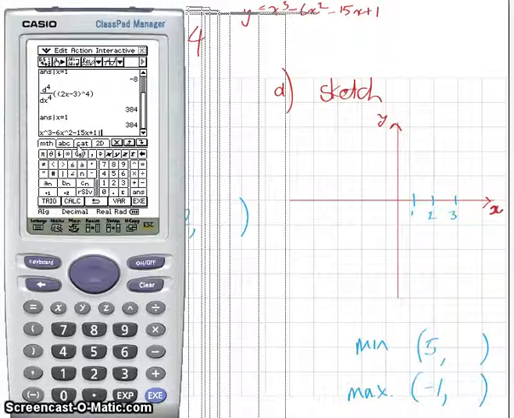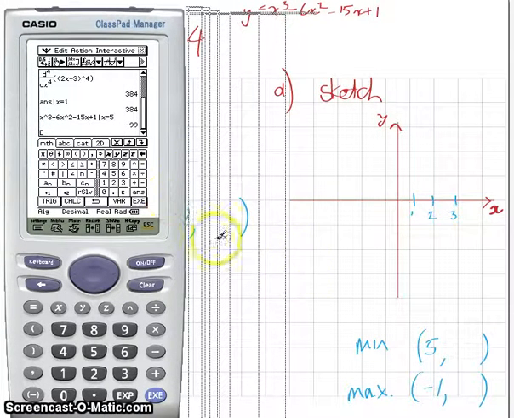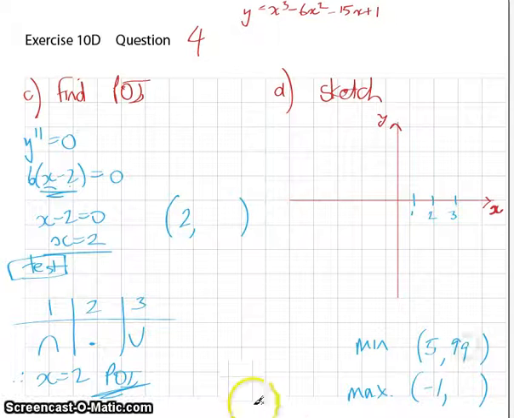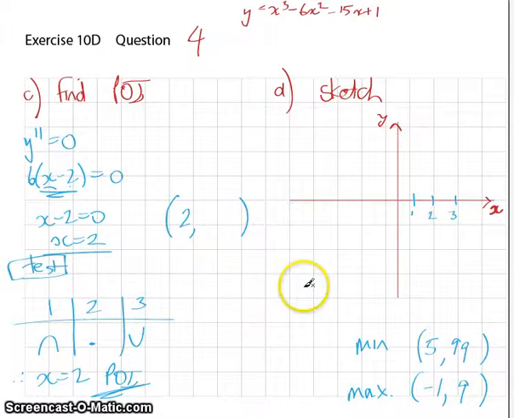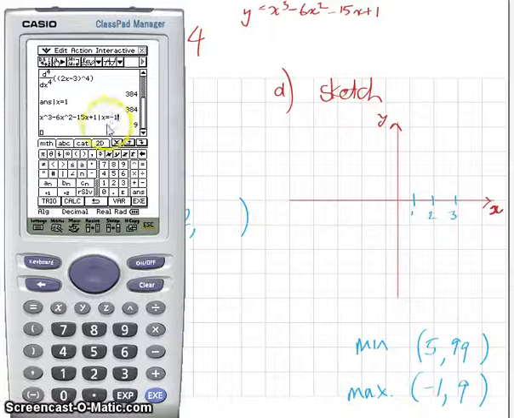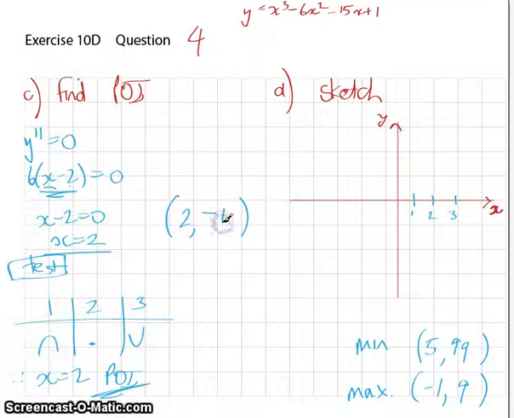Firstly, when x is 5, this is minus 99. The next one is when x is minus 1. The answer there is 9. And also for this point of inflection at the point 2, I get minus 1. So these are the points that I'm really interested in. And I can also see that when x is 0, my intercept is 1. It's got a cross there.